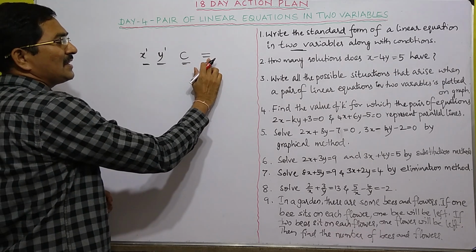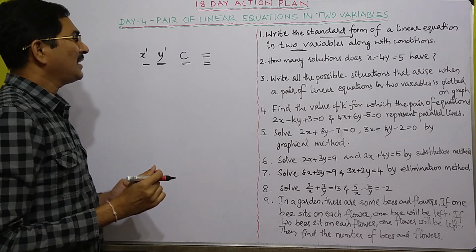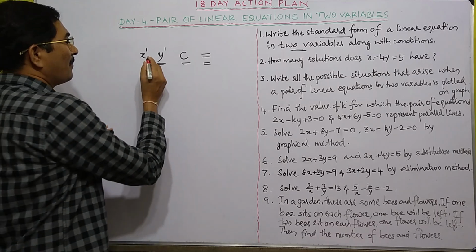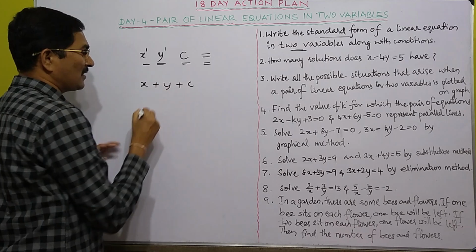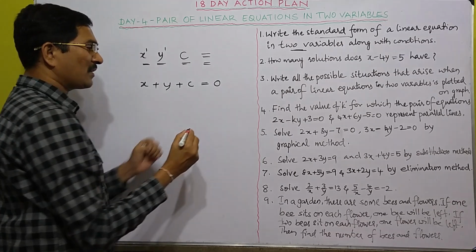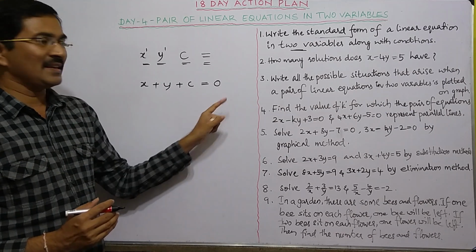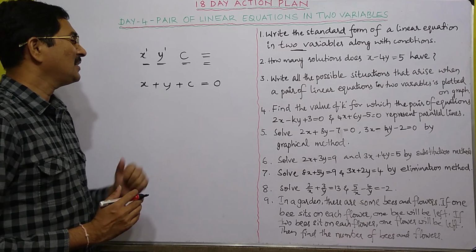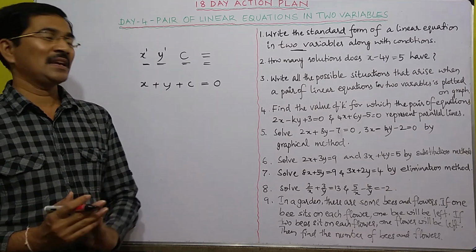Now where can this equal symbol be? Here or here or here itself? Let us see. It can be anywhere, but because we are studying a typical form, we put a plus symbol between all of them and equate it to 0, because this also has 0 degree. So now this is an equation in two variables, a linear equation in two variables.